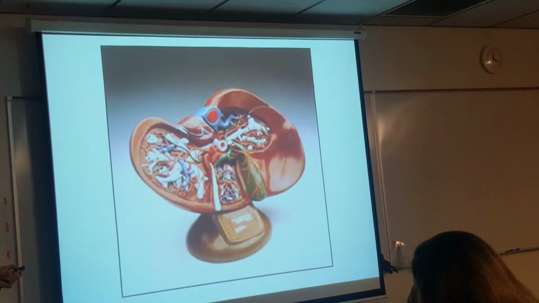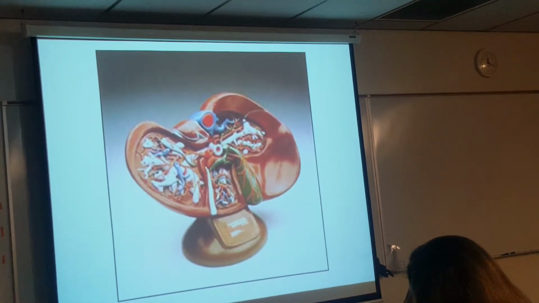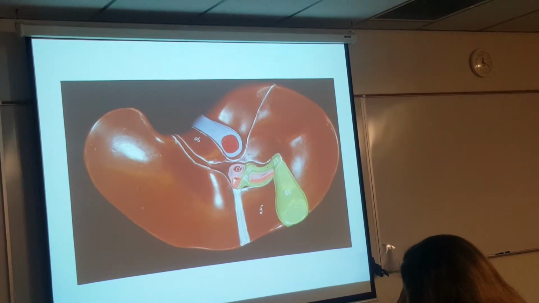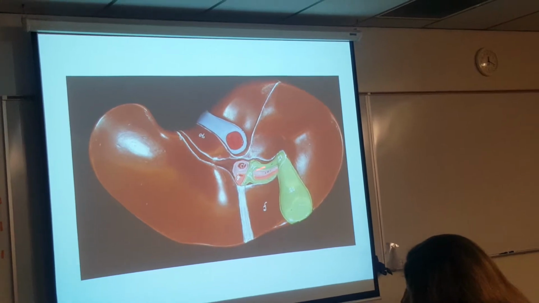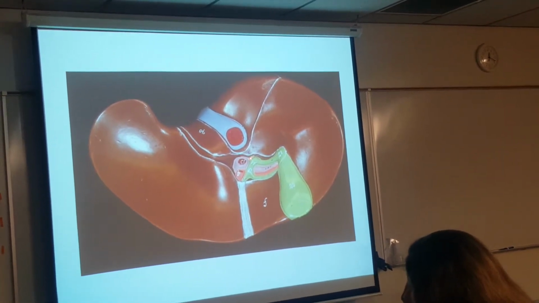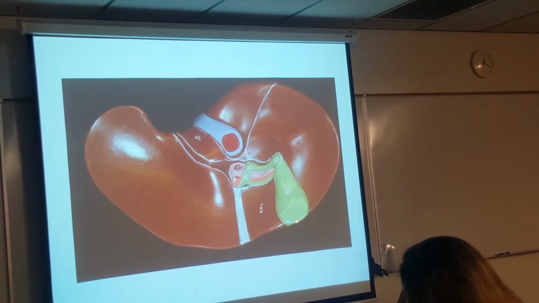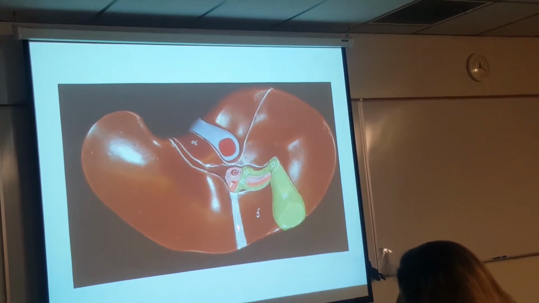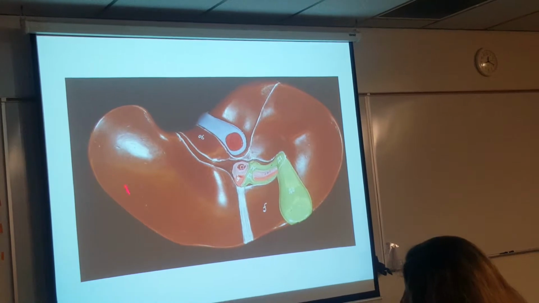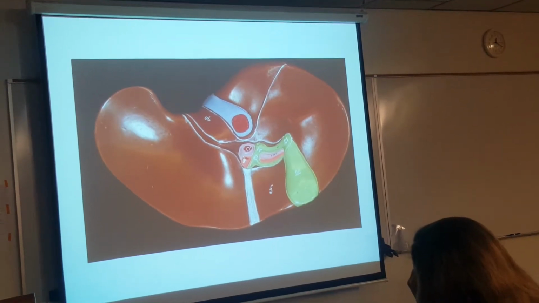The cystic duct will then merge with it, forming the bile duct. The biliary system shown here. The right and left hepatic duct, common hepatic duct, cystic duct, common bile duct, or just bile duct. So that's the gallbladder, the quadrate, caudate. This ligament is the round ligament, or ligament of Teres. And this is our left and right lobe. That's all I see there.